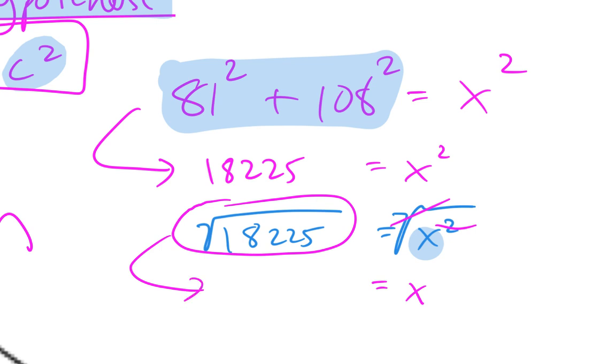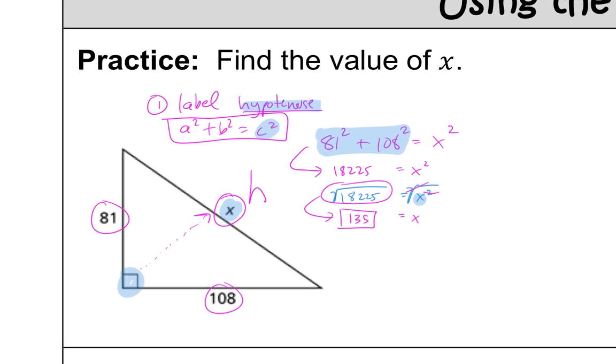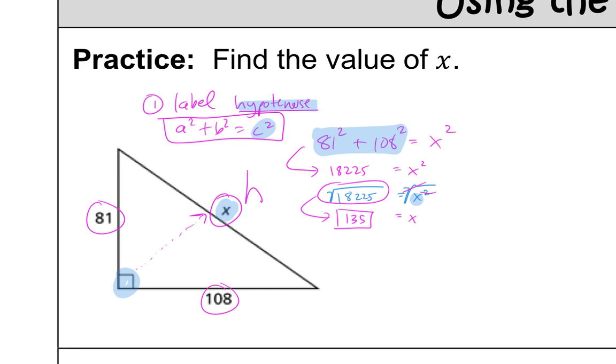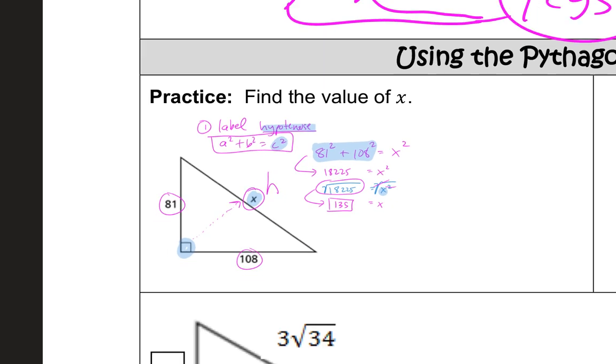If we type that into our Desmos, that will give us the answer of 135. So that's our answer: x equals 135. That's how we figured out that length, because we knew it was a right triangle, so we labeled the hypotenuse. That's the way we knew which one went over here on the right side of the equal sign. Then we just solve for x. All right, next, let's go look at another one.